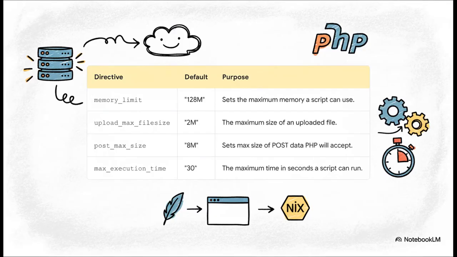And these directives right here, they give you some serious control over your app's resources. Is your script doing some heavy lifting with data? You can bump up the memory limit. Need to handle big file uploads? You'll need to adjust upload_max_filesize and post_max_size.